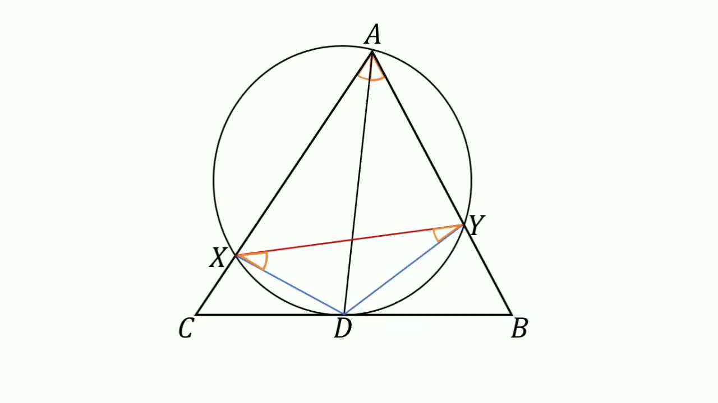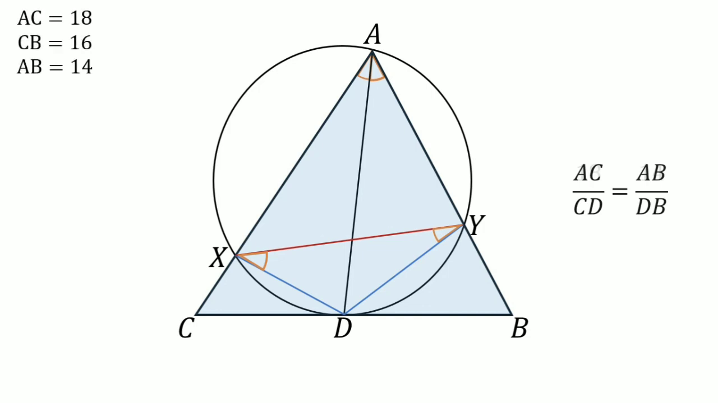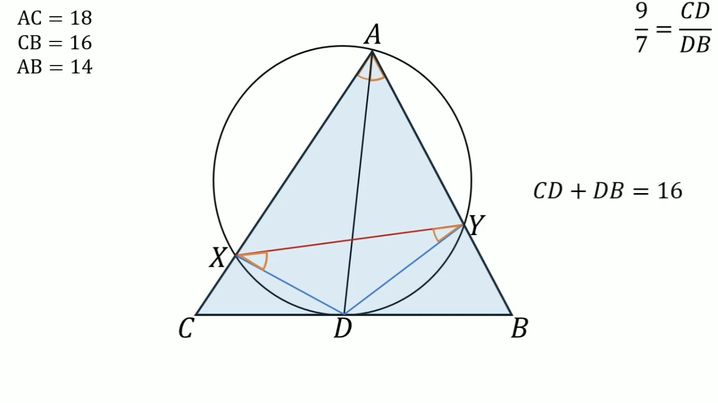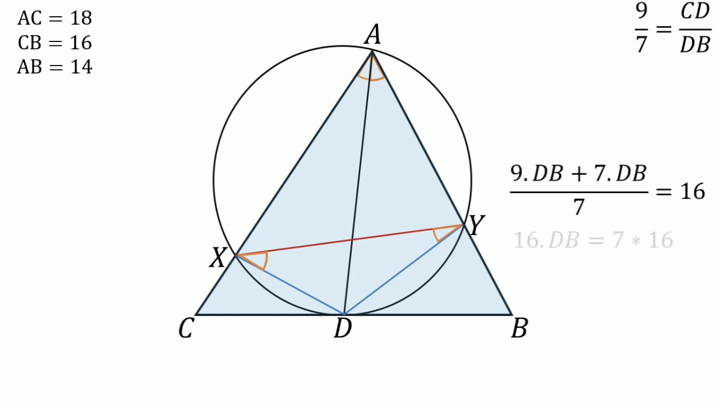So in this whole triangle, we can say AC divided by CD is equal to AB divided by DB, and since the sides are already given, we can say CD divided by DB is equal to 9 by 7. Now we can say CD plus DB is equal to 16, and by our ratio we can write this also as this. So finally we have DB equal to 7.